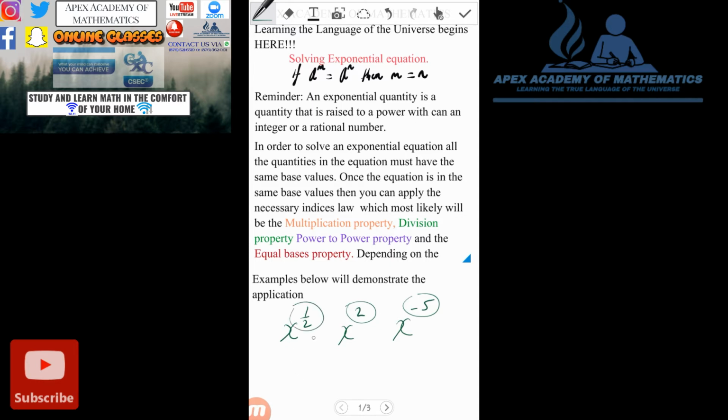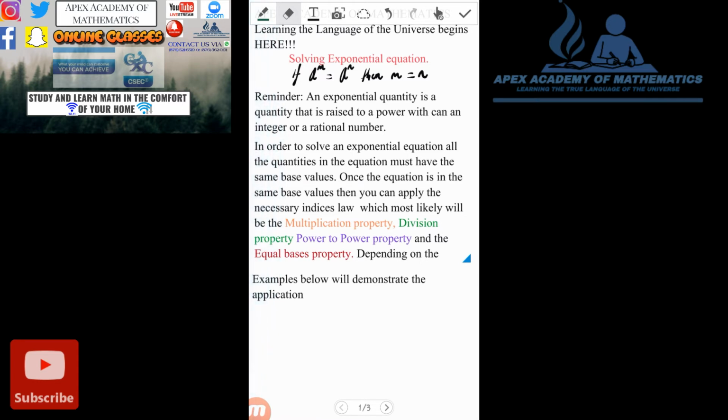Now the base here may not necessarily have to be x. It could be y, it could be a, it could be p, it could be q. It could also be a numerical value like 5 to the half, it could be 5 squared, it could be 5 to the minus 3. So the base does not necessarily have to be a letter or a symbol, but it could be a numerical quantity or a combination of both. I wanted to make sure that that is clear if this is the first time you're watching this tutorial video.